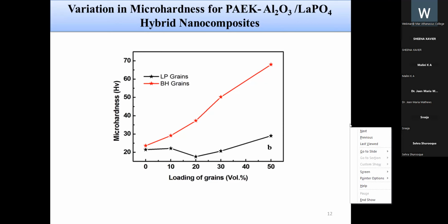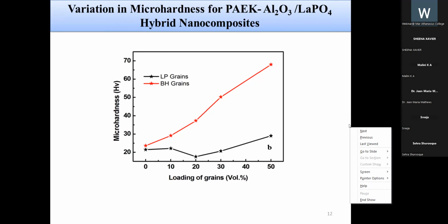Thermal stability. Actually, it's a polymer, no? So up to 500 degrees Celsius, this composite is stable. You have tried the curing of PEEK. Yeah. Okay. Thank you, Sheena ma'am.